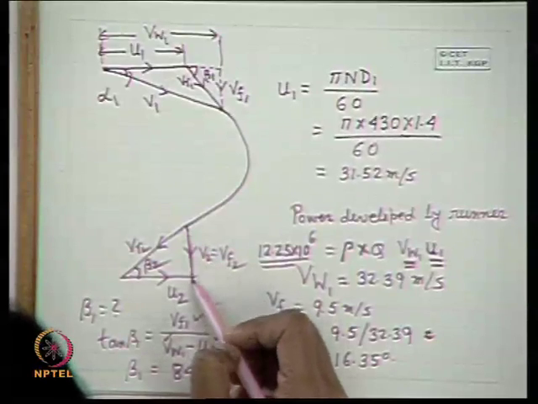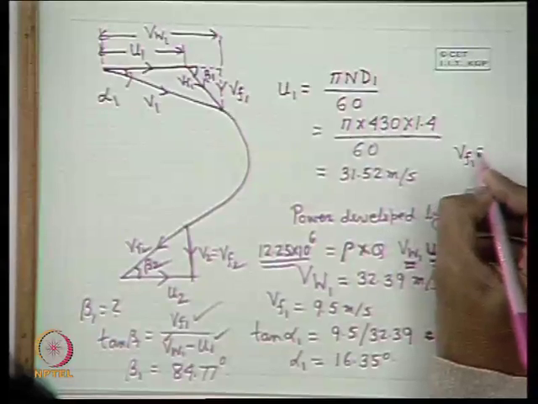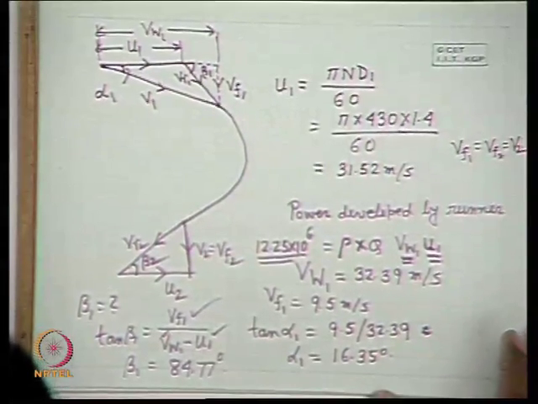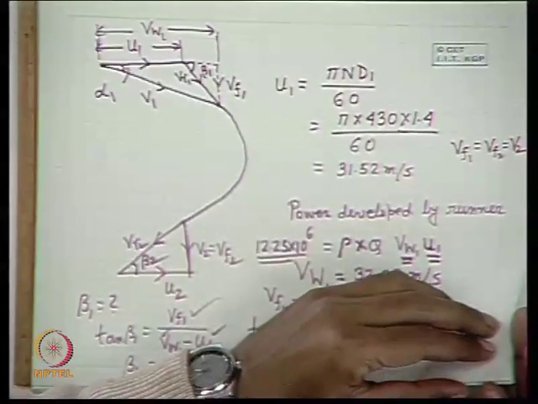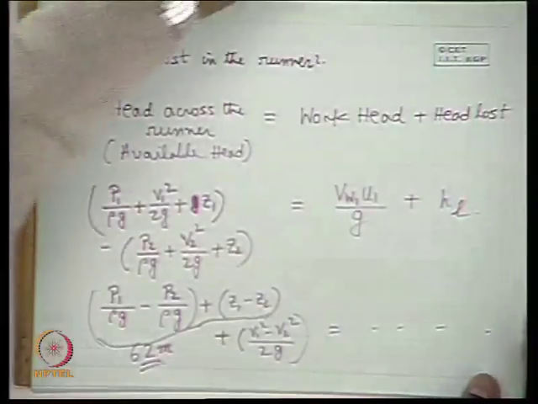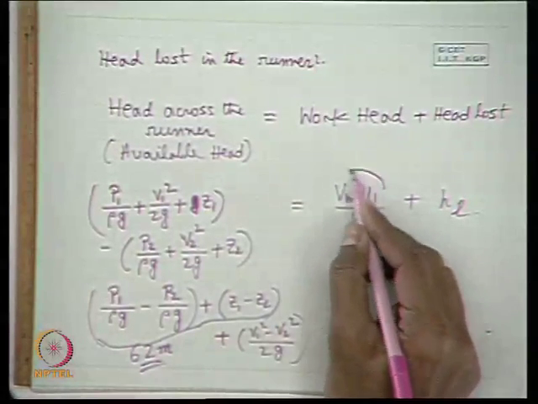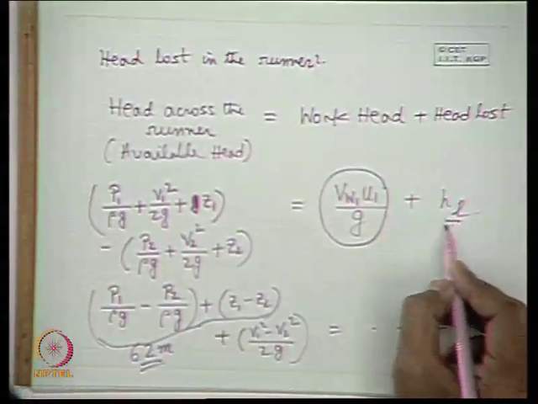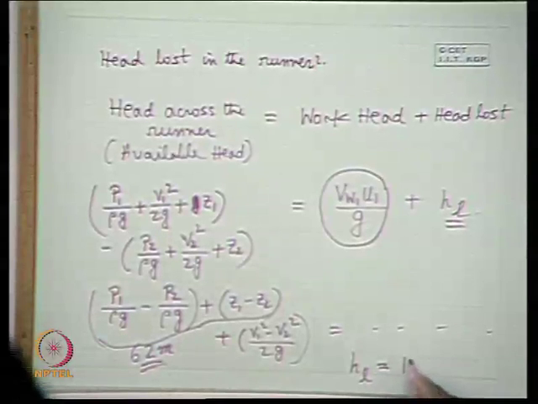How can we calculate V2? VF1 is equal to VF2, which is equal to V2. Very good. So, if we know both V1 and V2 from the velocity triangle with the trigonometric relations, then I can find out the net head across the runner. This is already known to us, so we can find out HL.